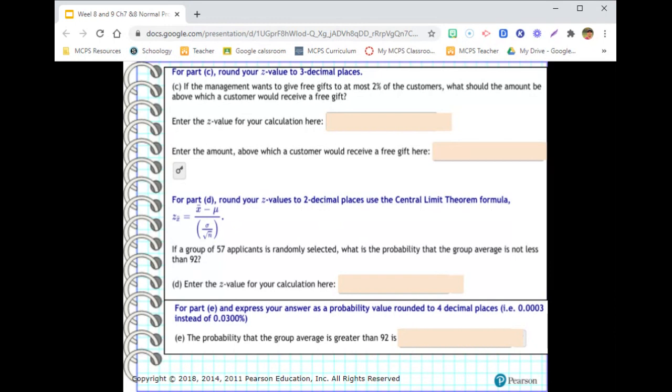Second vars, normal CDF. The lower is going to be negative 9999, and then the upper is the negative 2.66 that we got as the Z-score. And then we're using the mean and standard deviation of a normal curve, so that's going to be 0 and 1.